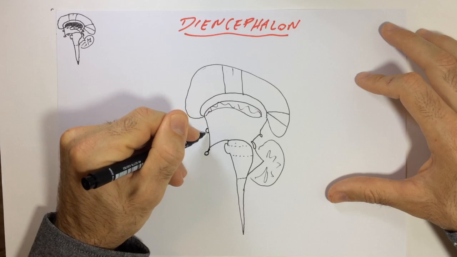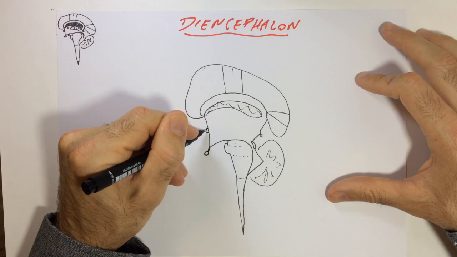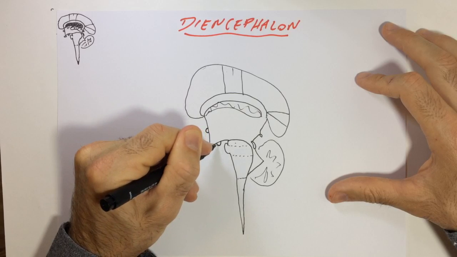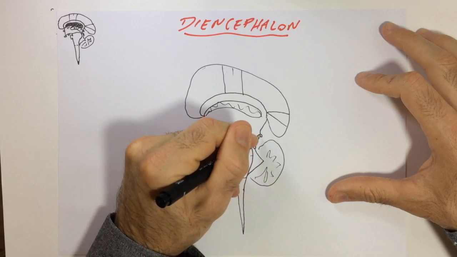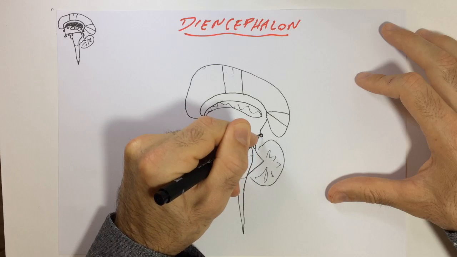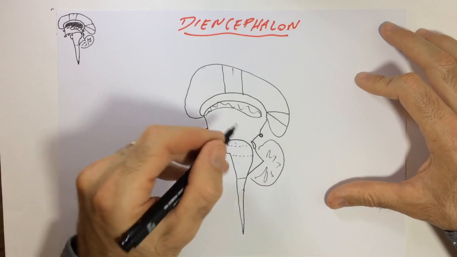Up here we have another structure that is called the optic chiasm, that has to do with vision. And down here, the mammillary body. Here in the back we have the pineal body. So that would be the pineal body. Okay.